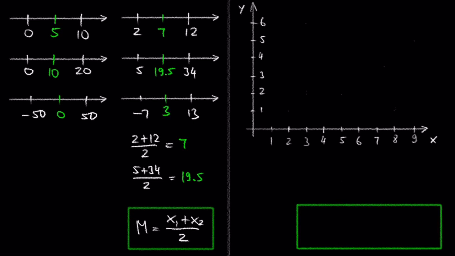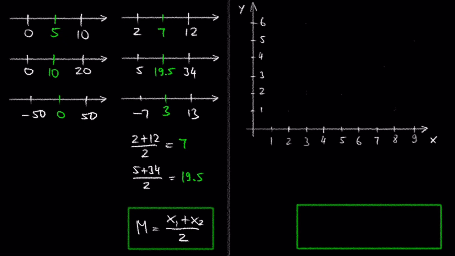We added the numbers x1 and x2 in general, and then we divided them by 2. So the midpoint is x1 plus x2 divided by 2. In other words, the midpoint between two numbers, x1 and x2, on the number line is the average, x1 plus x2 divided by 2. But how can we find the midpoint of 2 points on the xy plane?